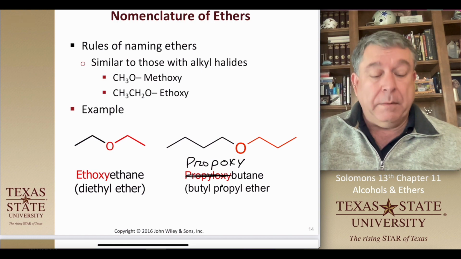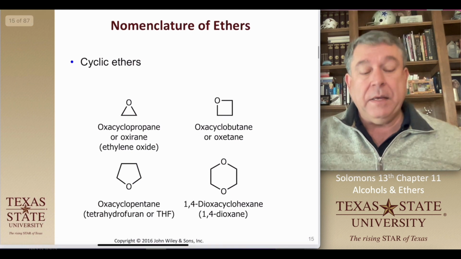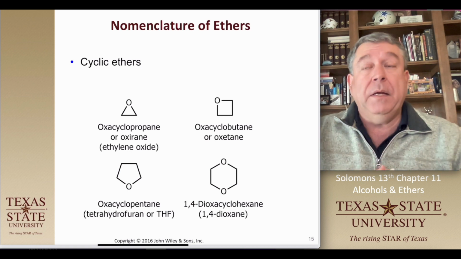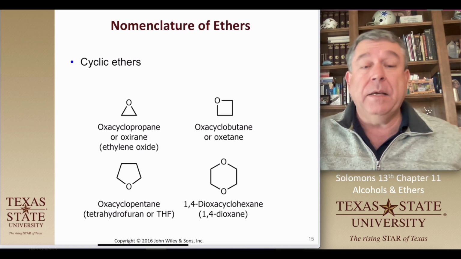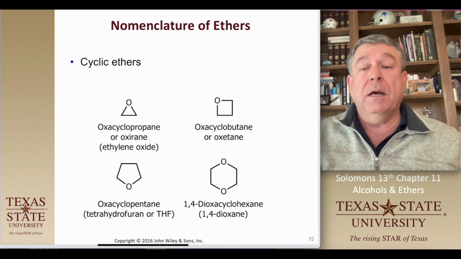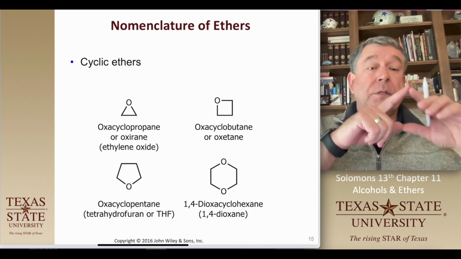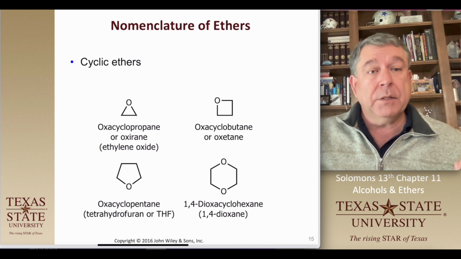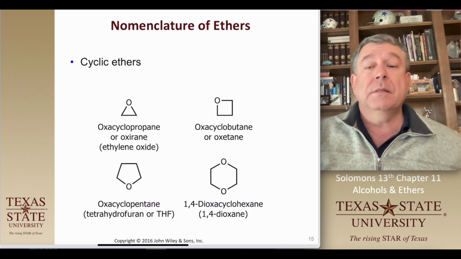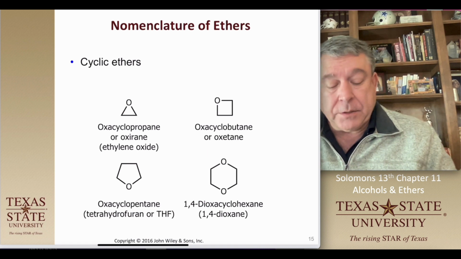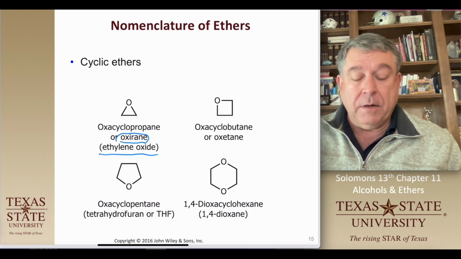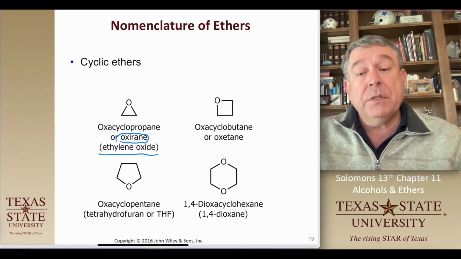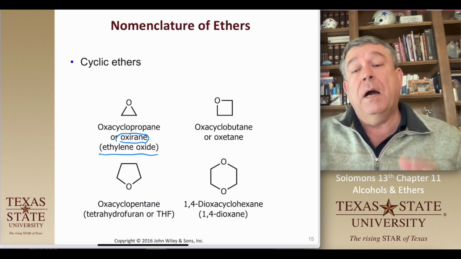All right, moving on to the next thing, the nomenclature of ethers. When we have the common names of ethers, we would say something like diethyl ether. But when we have cyclic ethers, we actually have special names. In the case of the smallest one we can make, a 3-membered ring, we have cyclopropane, but we've replaced one of the carbons with oxygen. So we're going to call it oxacyclopropane. Occasionally, it's also called oxirane. Occasionally, it's called ethylene oxide, and a lot of times it's just called an epoxy.